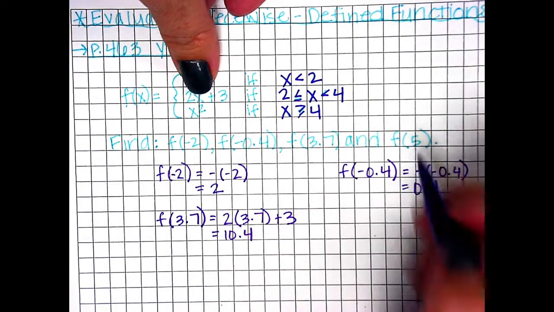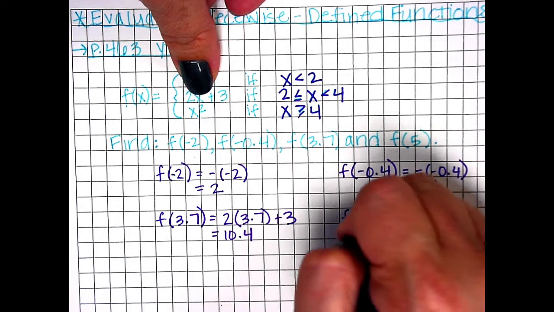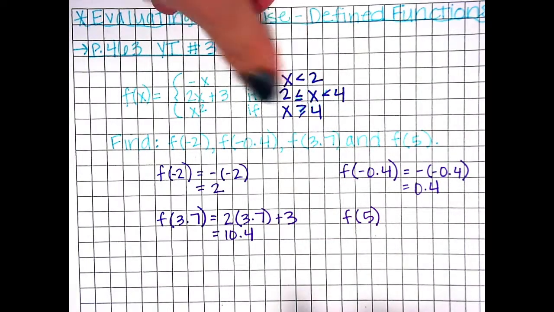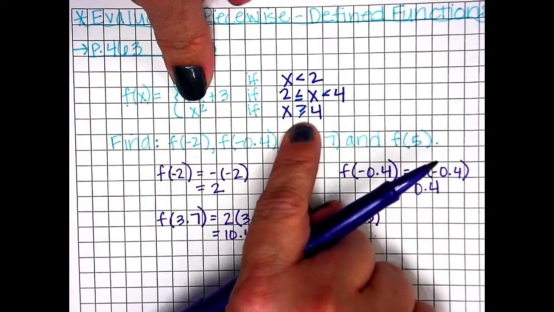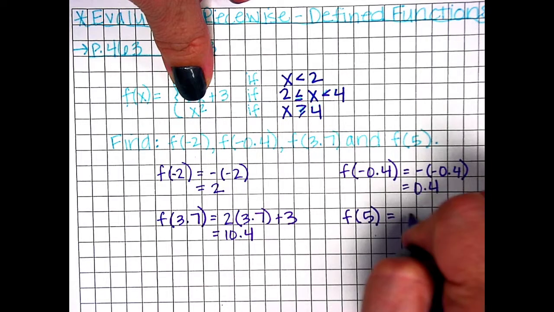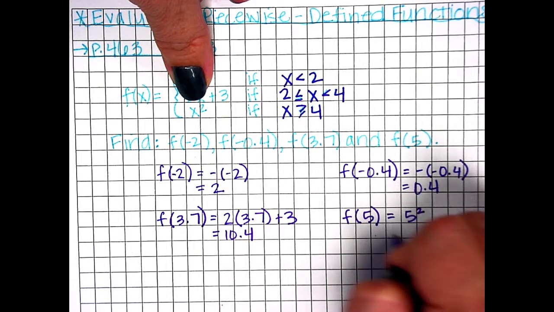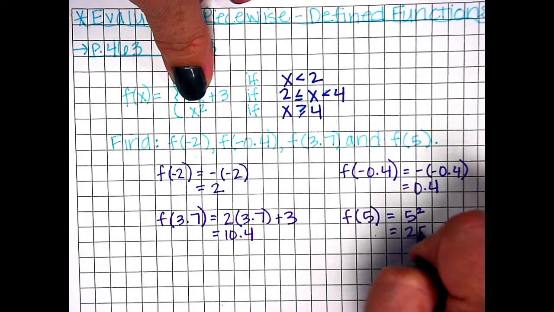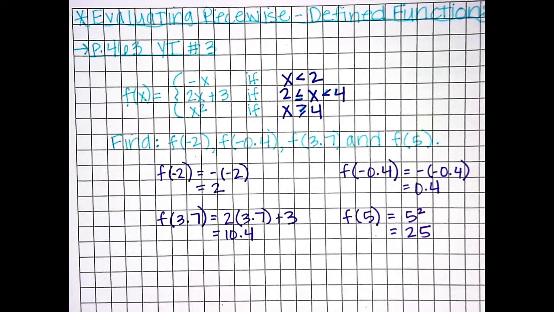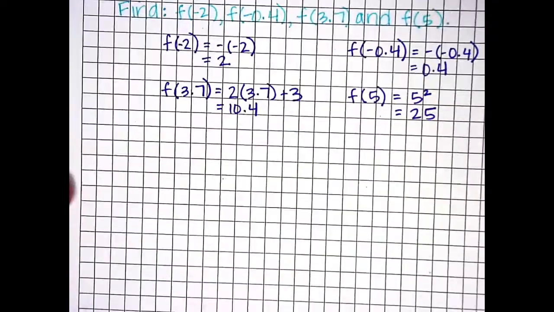Okay, and the last one was find f of 5. So f of 5 fits into the third one because x is greater than or equal to 4. So f of 5 equals 5 squared, which is 25. Okay. That's about it for the notes for today.